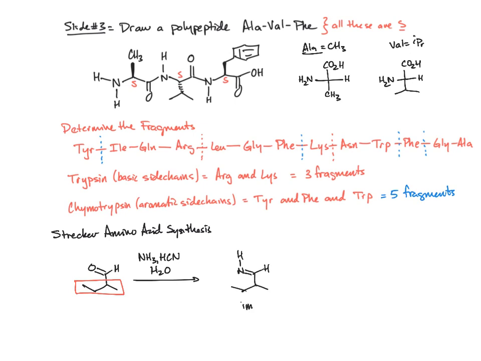So there's your imine. And then the HCN step gets the oxidation state 3. And then all you're doing at the end here is hydrolyzing that to the acid.